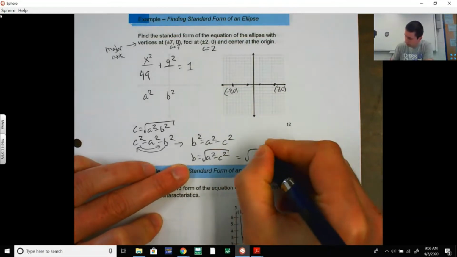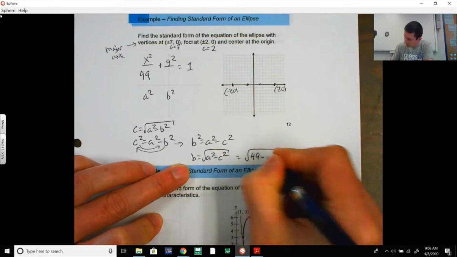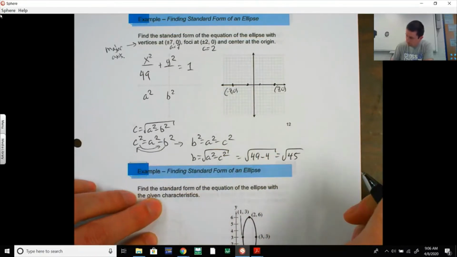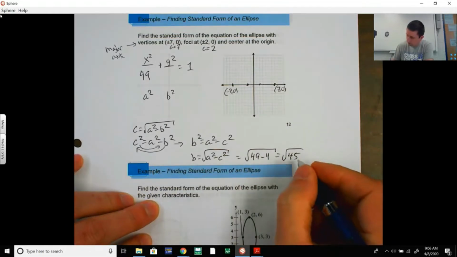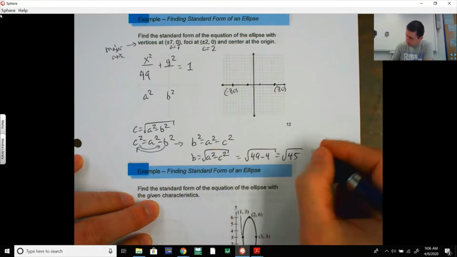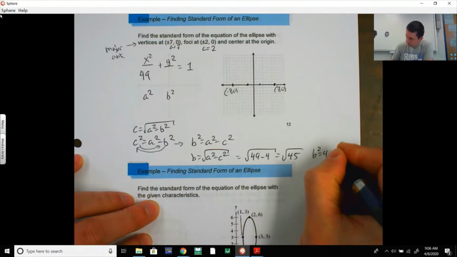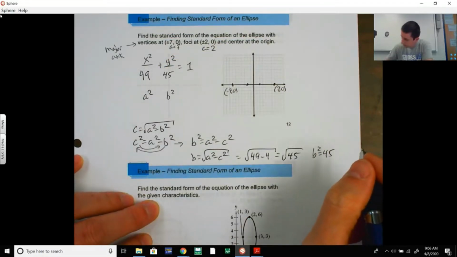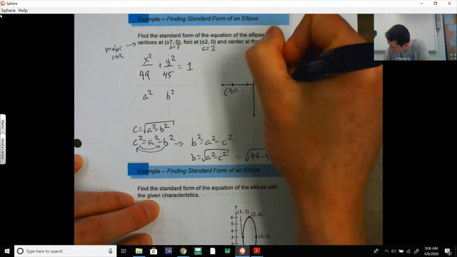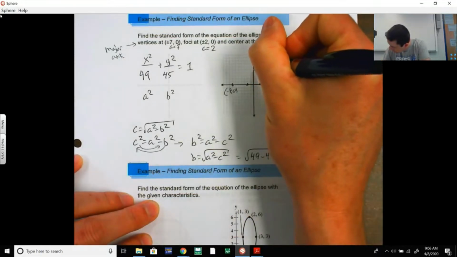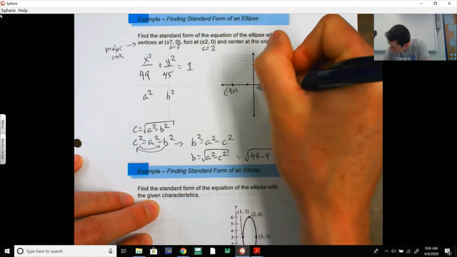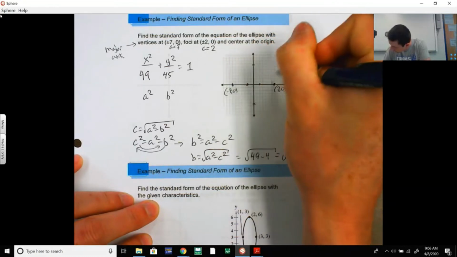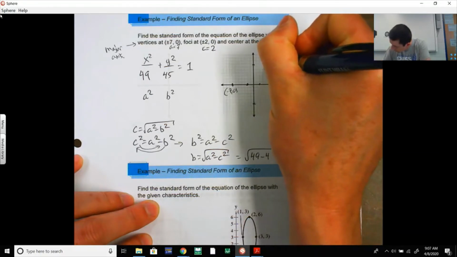So that's the square root of a squared, which is 49, minus c squared, which is 4. So that's the square root of 45. So b is the square root of 45, which makes b squared equal 45, and that's what we're going to put underneath here. The square root of 45, that's almost 7. That's 6 point something. 2, 3, 4, 5, 6. Right there. And now we can get an ellipse.